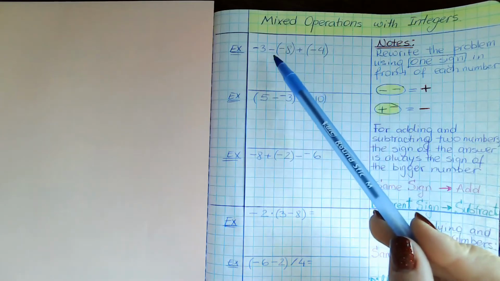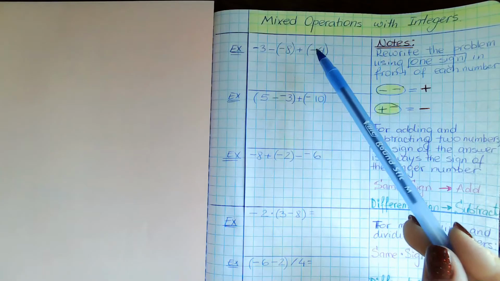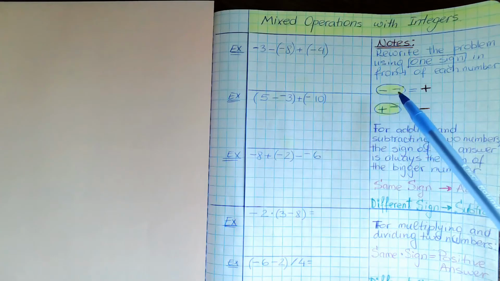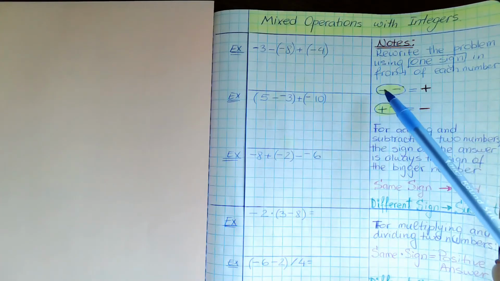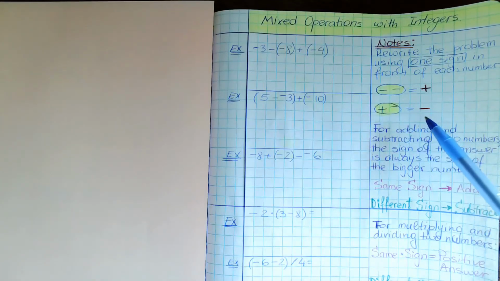When you have double signs, like minus minus, plus minus, that looks very busy. So we're going to simplify the problem using just one sign in front of each number. If you have two of the same kind, replace it with plus. Multiply negative times negative is positive. If you have different signs, that's a minus.